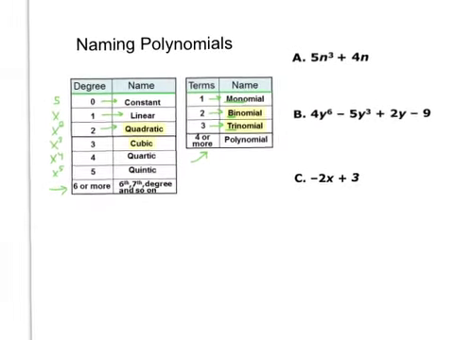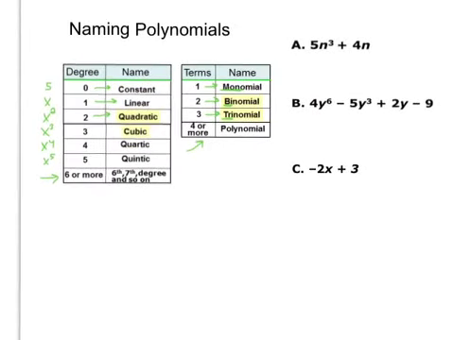So let's look at the examples that I put down here. First of all, we need to figure out what the degree of this polynomial is. Remember, the degree is always the first term's degree, or the highest degree. So this is a degree 3. So we call this a cubic function. So this is cubic. And then it has 1, 2 terms, and so we call this a cubic binomial.